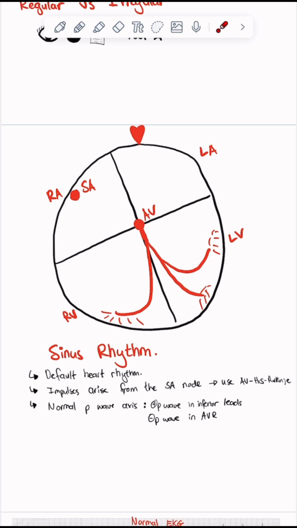When we talk about a P wave axis, we're trying to see, is there evidence on the ECG to show that this heartbeat is originating from the SA node? And that is where we have evidence of a positive P wave in our inferior leads with a negative P wave in aVR. I'll show you an example now.